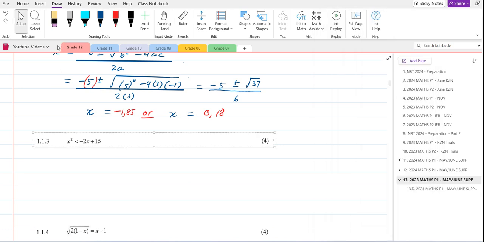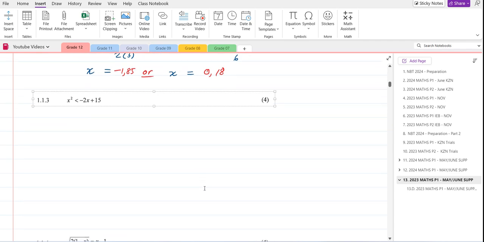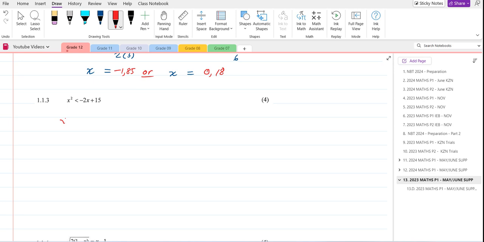Right, this problem here is an inequality. What type of inequality is this? This is a quadratic inequality. So we're going to bring everything over and factorize. So we have x squared plus 2x minus 15 is less than 0.